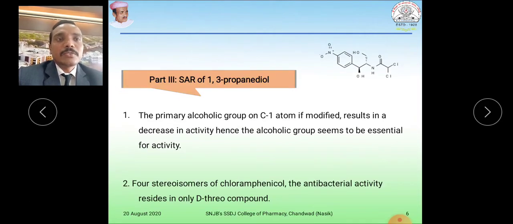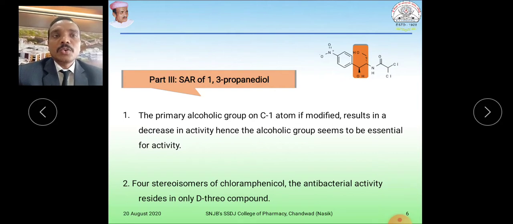The third part is 1,3-propanediol. If the primary alcoholic group on the carbon 1 atom is modified, it results in a decrease in activity. Hence the alcoholic group seems to be essential for activity.